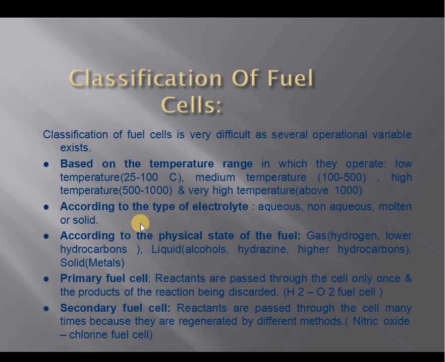So the cells operating within a temperature range of 25 degrees Celsius to 100 degrees Celsius are low temperature fuel cells. The cells operating in a temperature range of 100 to 500 degrees Celsius are known as medium temperature. From 500 to 1000, those are known as high temperature, and above 1000 degrees Celsius are known as very high temperature. Okay, now type of electrolyte used.